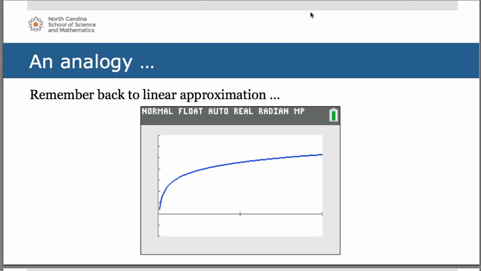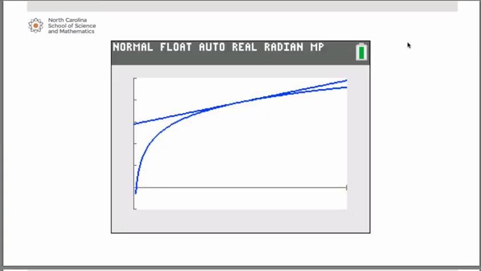Let's try to relate this new method back to something that you've seen before, linear approximation. Remember, with linear approximation, you're trying to use calculus and derivatives to approximate a function value on a curve. And we talked about how really all you're doing is using the equation of a tangent line. So suppose here we have a function's curve. This would be our curve f of x.